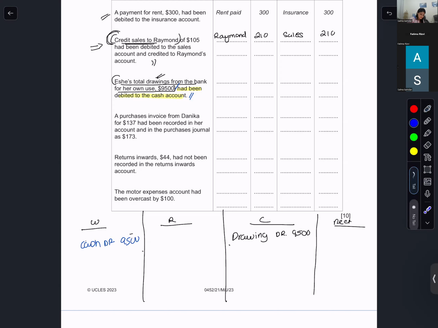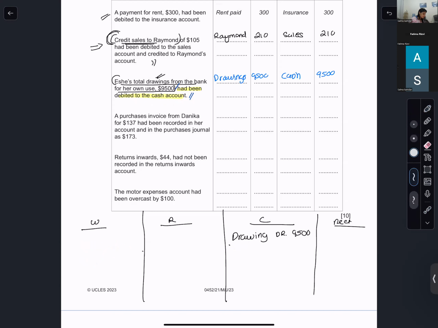So they have told us that it had been debited to cash account. That means they have debited cash. You had to do drawings debit. They did cash debit. Now can you proceed with the other part? Then we'll reverse the wrong, which will be cash credit 9,500, and then we just rectify the entries. So drawings debit 9,500 and cash credit 9,500. Lovely. Fatima, you with me?